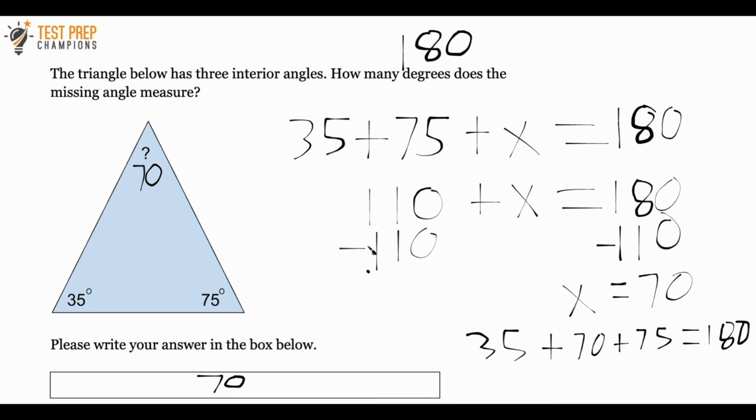And again, the key to getting this right is knowing that the interior angles of the triangle add to 180 degrees. So just remember, if you get a question like this, that the interior angles of the triangle add to 180 degrees. And from there, we set up the equation and solved it for x. In other words, we got x by itself on one side of the equation.